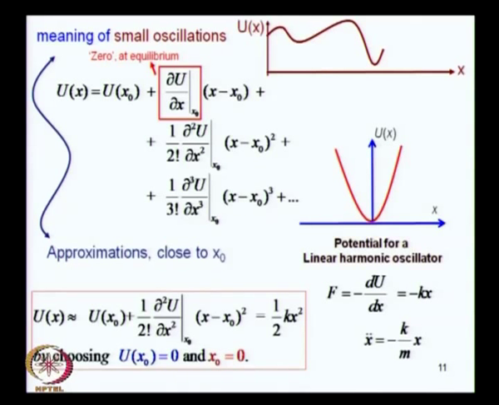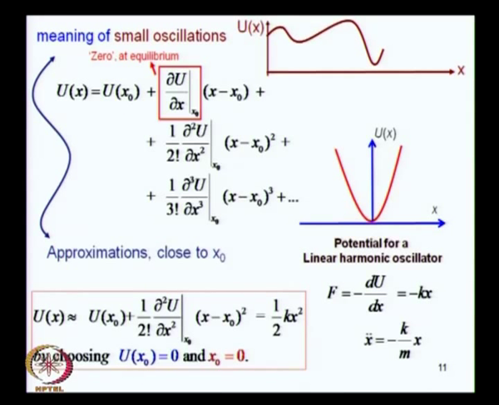and if this force is proportional to the displacement, and because this is a force which is always directed to the equilibrium, if you push it to the left, the force will be directed to the right, if you push it to the right, it will be directed to the left, which is why it is called a restoring force, and the restoring force is always proportional to the displacement, and this gives you the equation of motion for a linear harmonic oscillator.